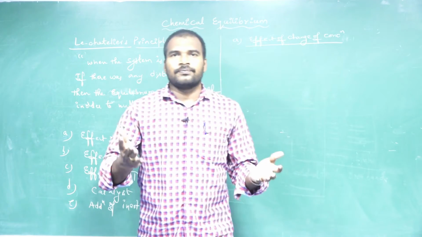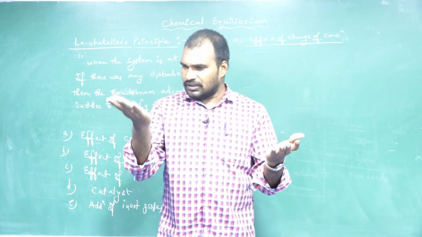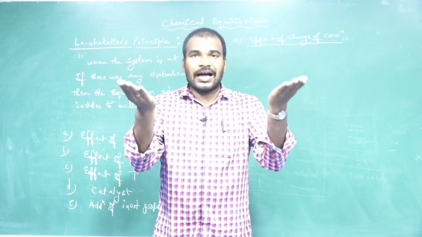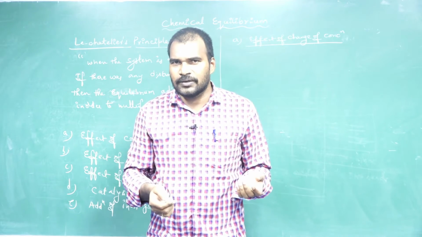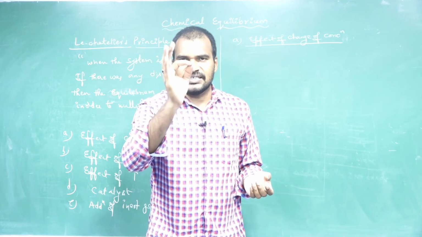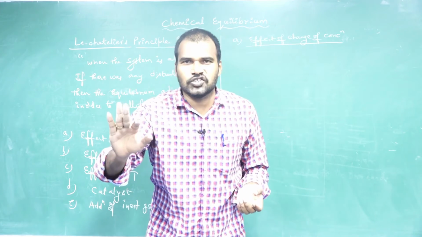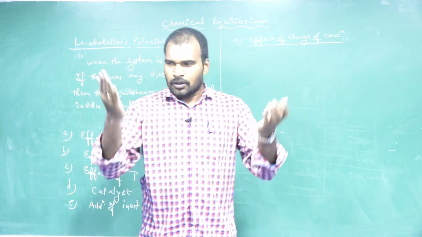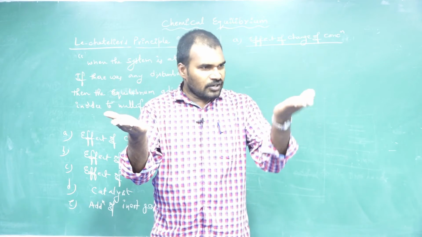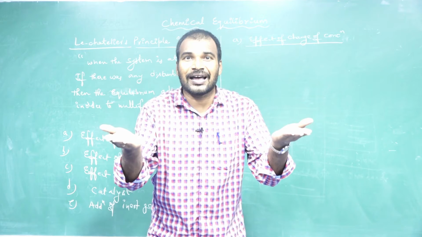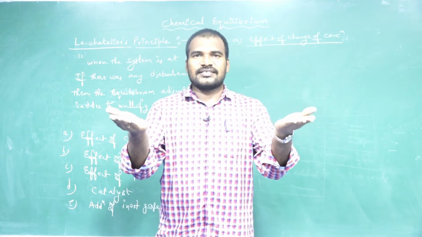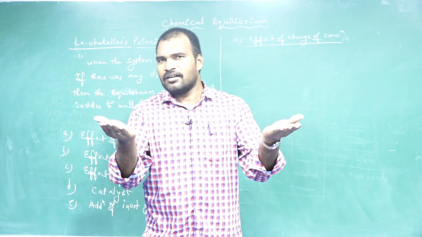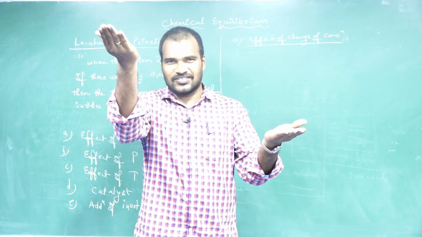Let us consider the system is at equilibrium. Just imagine these are the reactants, these are the products. Now they both are at equilibrium. How can you say there's an equilibrium? When the system is at equilibrium, there is no change in the concentrations of reactants and products. That is the indication. Now when the system is at equilibrium, suddenly there is a disturbance. What is that? I have added some more concentration of reactants.